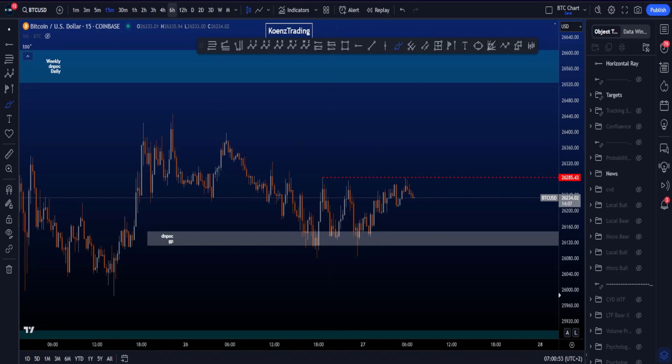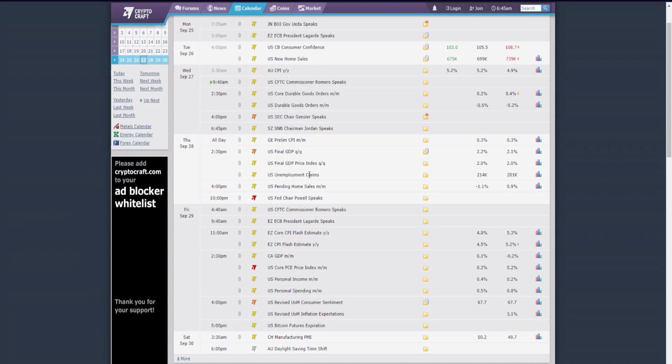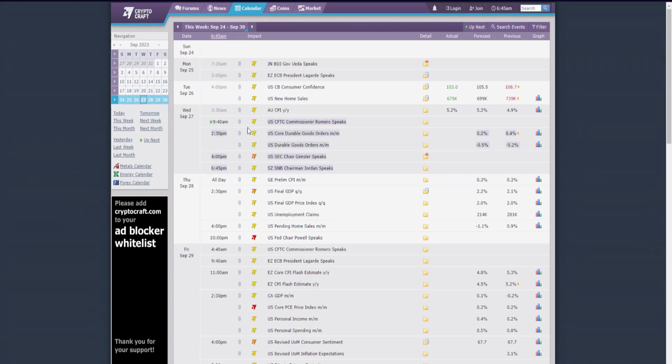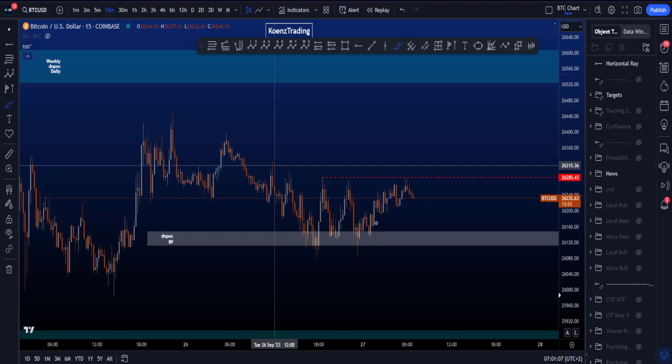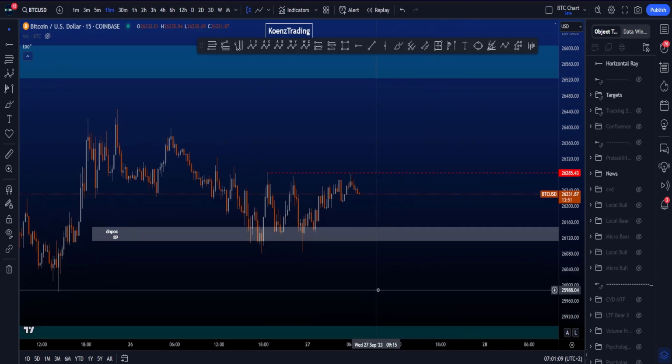If we look at the news, we do have news this week. Today is a calm day, as you can see, but tomorrow, 10 p.m. Central European time, we have a red flag, and also Friday, 2:30 p.m., we have another red flag over there because of news. Now, that might increase volatility, so make sure you trade safe around these hours.